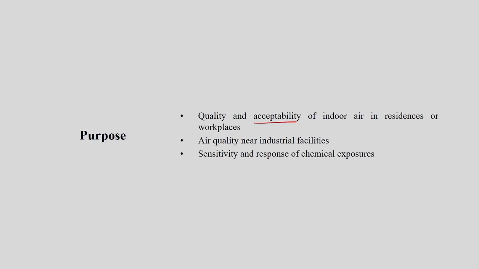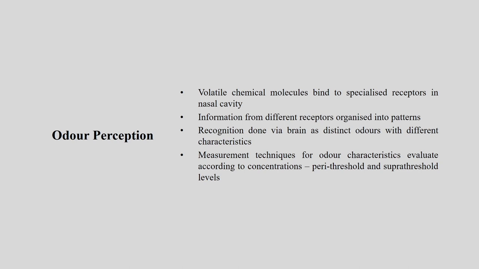However, we can ensure the indoor air quality through thermal conditions, through wind speed and other factors. However, if any odor is present, then that is not acceptable to the worker. So, acceptability of the indoor air in a particular workplace. So, air quality near the industrial facilities, and sensitivity and responses to chemical exposure.